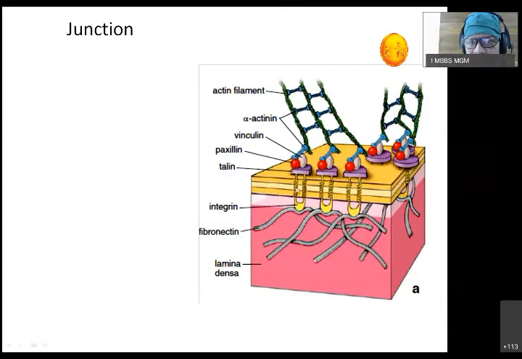And in yellow color, we can see the spring-like structure which is coming out from the cytoplasm of the cell, passing through the cell membrane and going into this, what we call a transmembrane protein called integrin. This is the protein which is coming from the transmembrane protein of the epidermis.